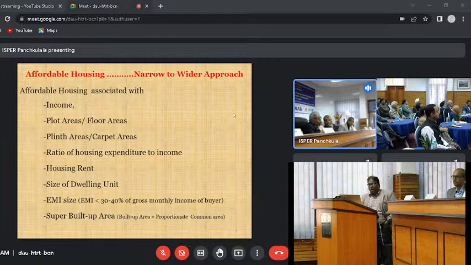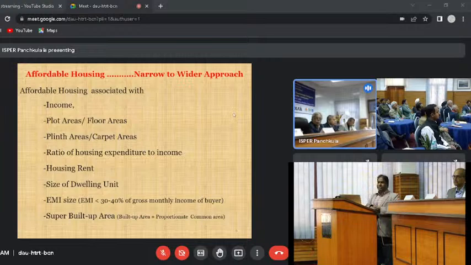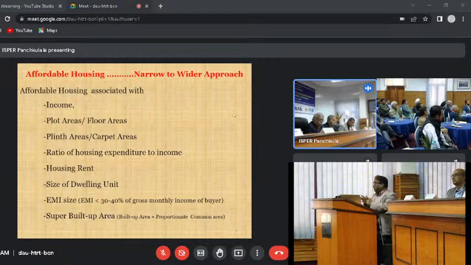There is another thing, affordable housing. Here we can see this affordable housing is associated with income. Now the income changed and people started talking about the plot area and the floor area. Again, the concept is followed by the plinth area and the carpet area. Many times the builders advertise in terms of plinth area. But when we come to the owner of the plot, we talk about the plot area and try to see how much plinth area we can create on the same plot by using the FAR, so that it is related to affordable housing.